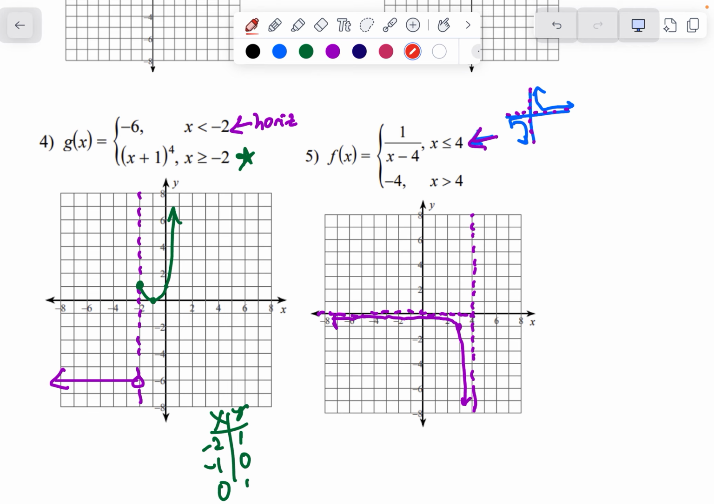This is just a horizontal piece at -4. So we have an open circle. This time our horizontal goes to the right. Okay.